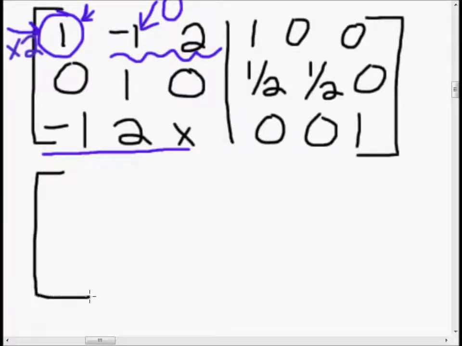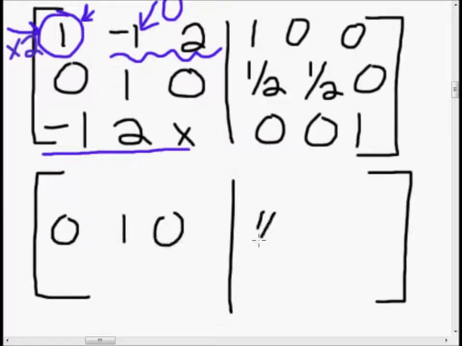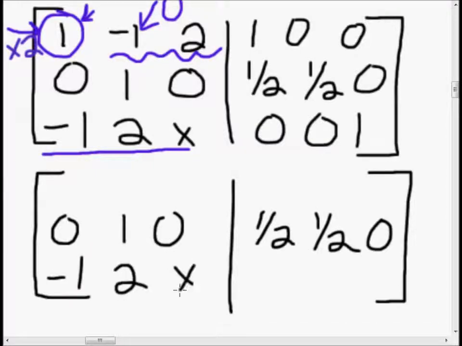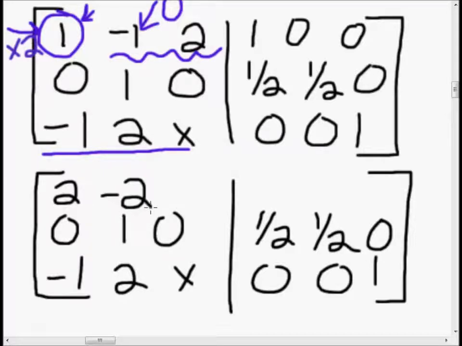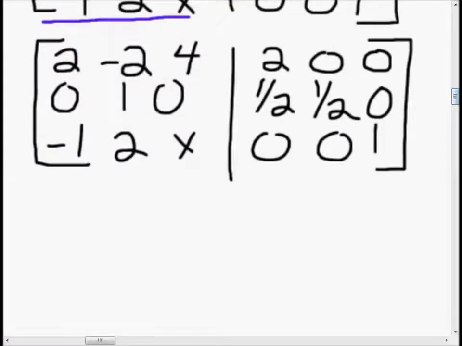So the first thing I do is, what's not changing? Well, your 0, 1, 0, 1/2, 1/2, and 0 is not changing. Your -1, 2, and x is not changing. Your 0, 0, 1 is not changing. But we are going to multiply that row by 2. So let's see, we've got 2 times 1 is 2. -1 times 2 is -2, and 4, because 2 times 2 is 4. 2 times 1 is 2, and 2 times 0 is 0, 2 times 0 is 0. Okay, well now I want to take this row and add it to that row.